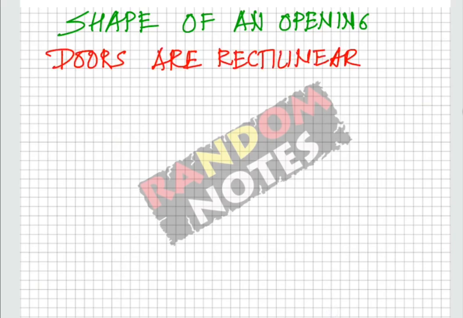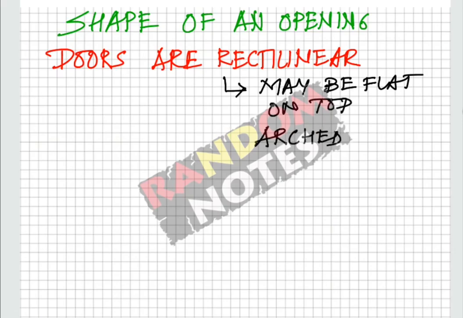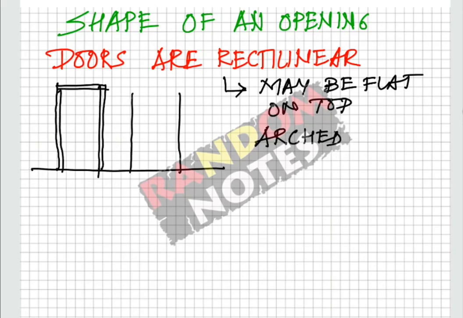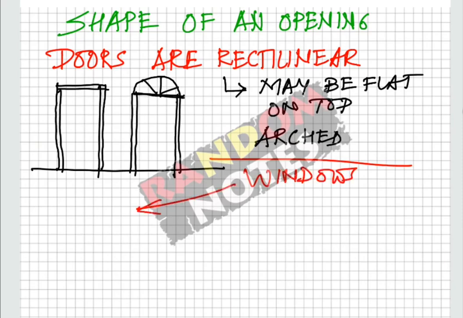The next categorization of openings is based on the shape of the opening. Doors are rectangular or square. These may have a flat top or an arched top, something like this. Windows may be rectangular, circular, semicircular, etc. in shape.